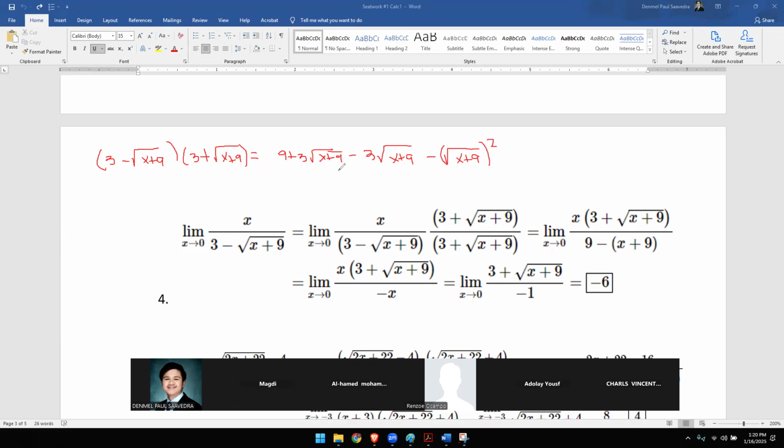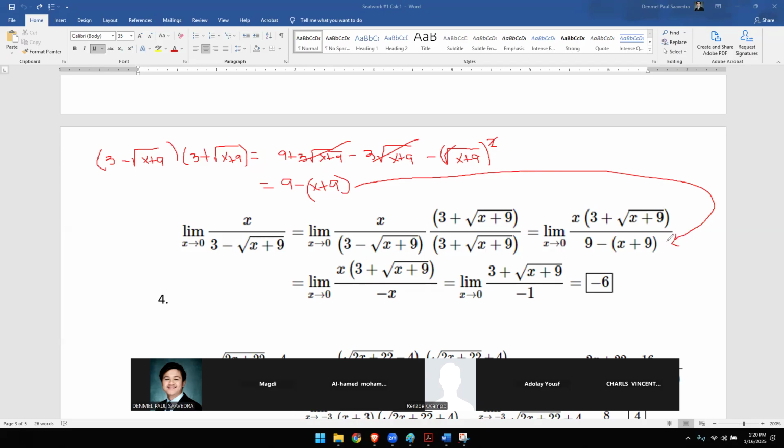Okay? And then as you can see, we can cancel out this plus 3 square root of x plus 9, since this will become a 0. And this one, we can cancel out the square root. Squaring the square root will just cancel, retaining whatever is inside. So this is equal to 9 minus x plus 9, which is now the same as our denominator in here.